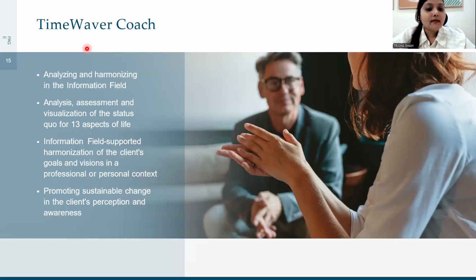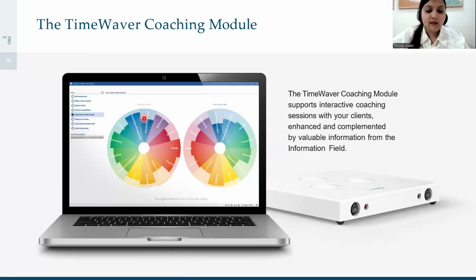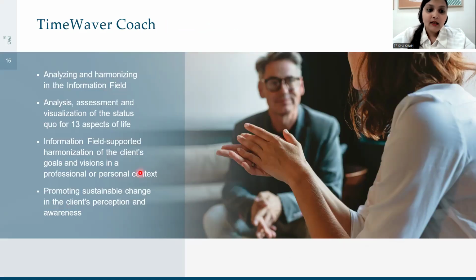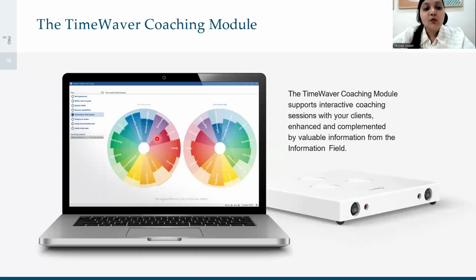The next device is called Coach. The Timewaver coaching device analyzes and harmonizes the information field. It assesses 13 aspects, what you can see on your screen here, 13 aspects of a person's life. The idea is to improve the goal management, the vision of the person, to explore reality, to help a person match the goals that they have in their mind with the reality timeline that needs to be at.